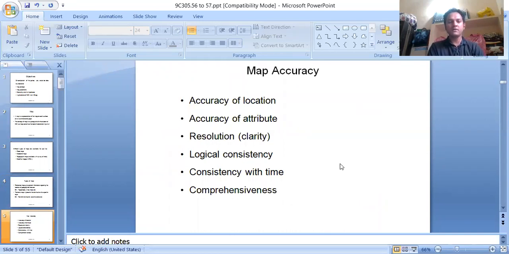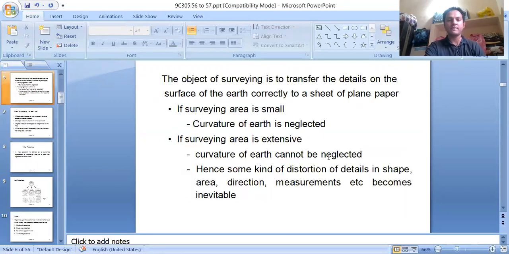So here we'll have the concept of map accuracy. How accurate a map is. So we have accuracy of location and accuracy in terms of attribute. Resolution, which is how clearly it is giving the picture. Logical consistency, consistency with time, comprehensiveness. These are all the things we need to cover under map accuracy.